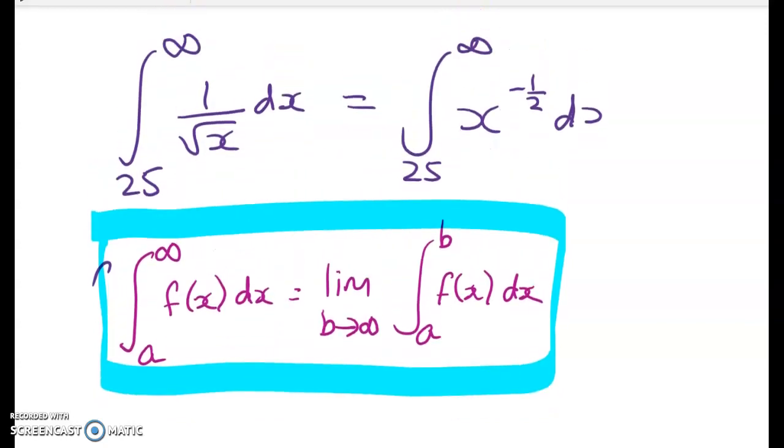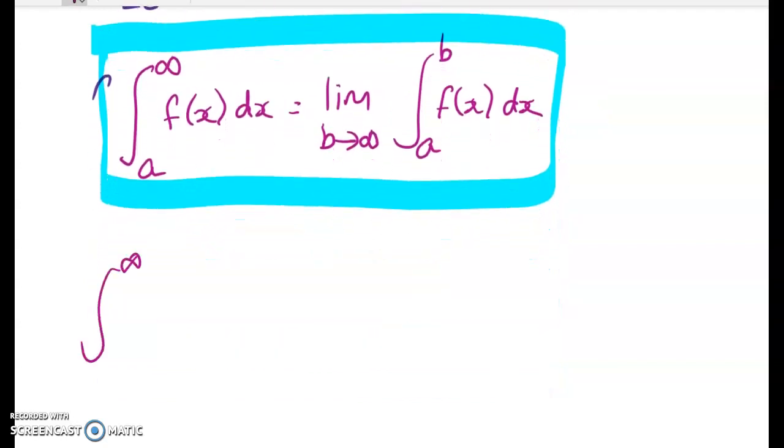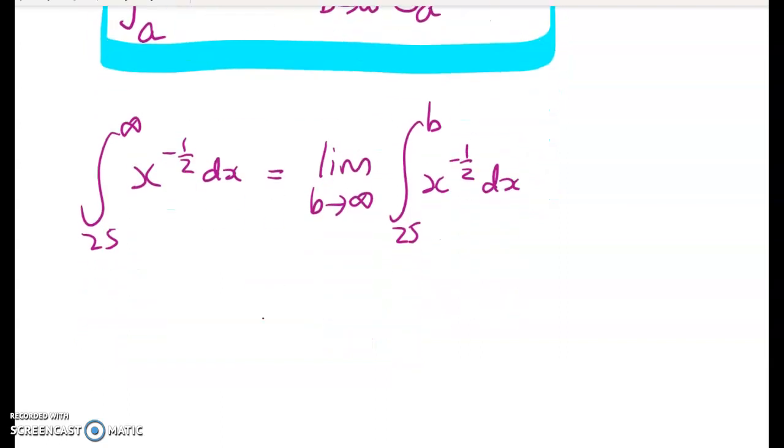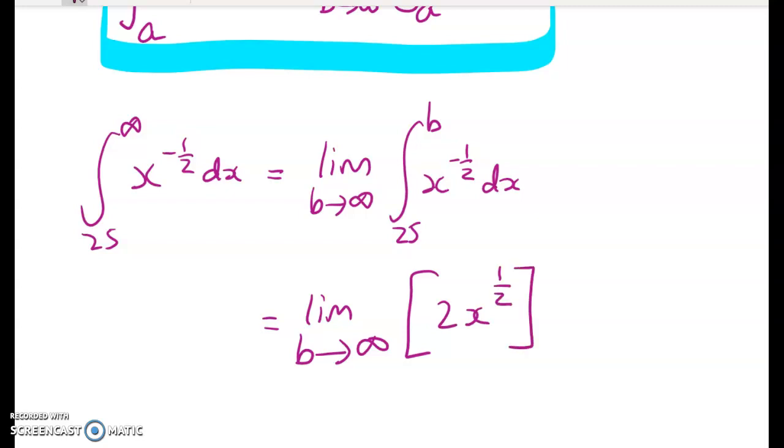So we're going to do exactly what we did before, but it's going to work out a bit differently in this case. So here we've got this, the limit between infinity and 25 of x to the negative a half dx. So that's equal to the limit as b goes to infinity of this. And again, just don't worry about that limit operator, right? That's going to work like this. So we've got 2 times x to the 1/2 evaluated at b and 25.